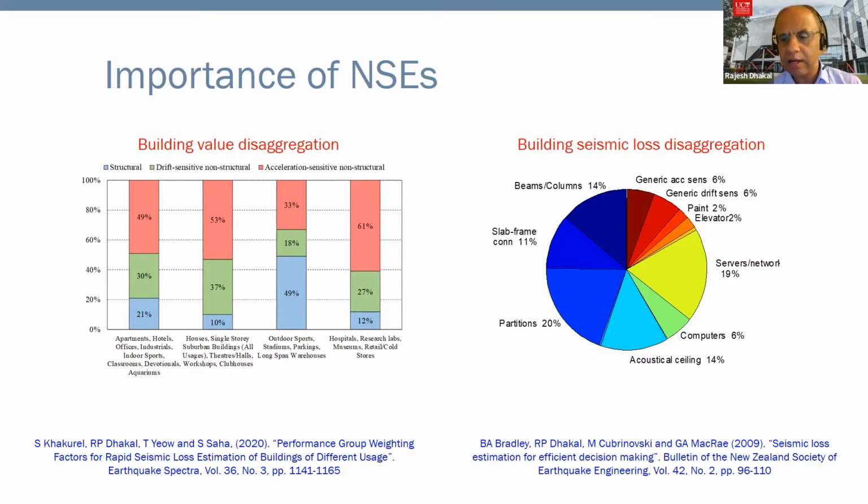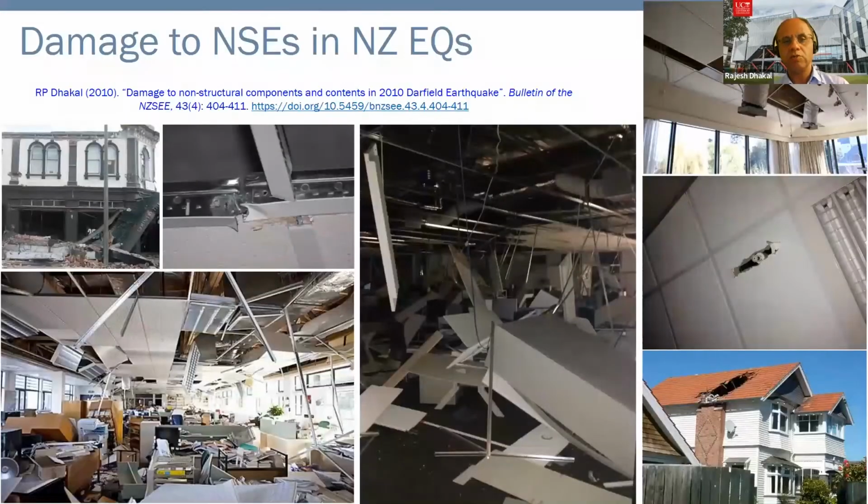So obviously, these are evidence, if one needs any, that non-structural elements are more important than structures in terms of value proposition as well as loss minimization. We have to give much importance to them. You might have already seen some of these photos, and you might have observed yourself the damage to non-structural components in recent earthquakes in New Zealand and even overseas.